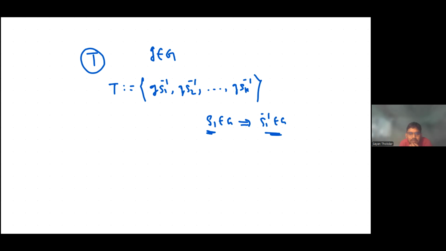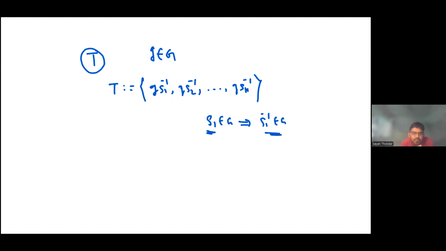Why are these distinct elements? Because every set has distinct elements. So in S there are k elements, and by the definition of sets, these k are distinct. So I have to ensure that these also become distinct.